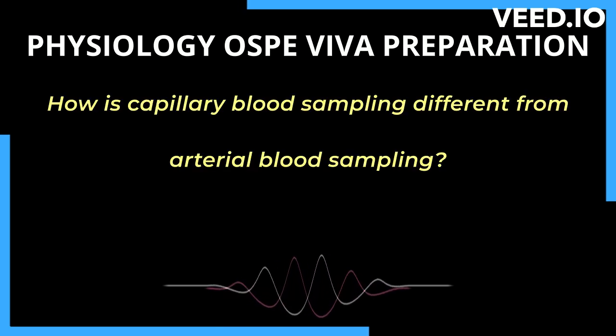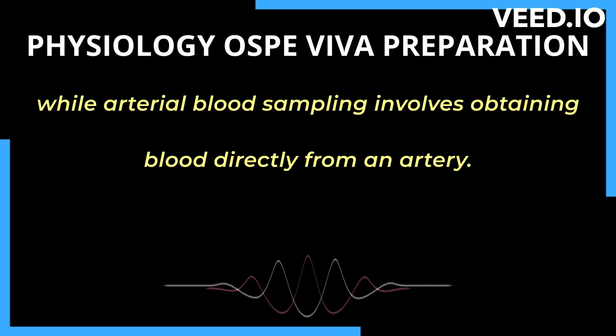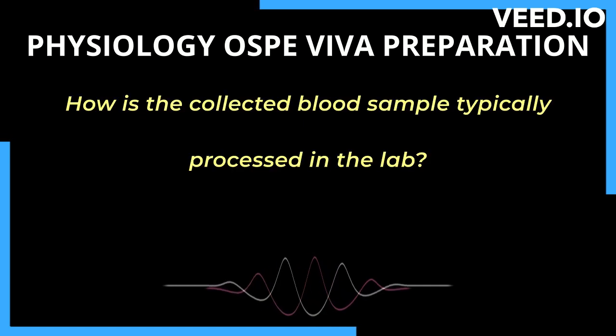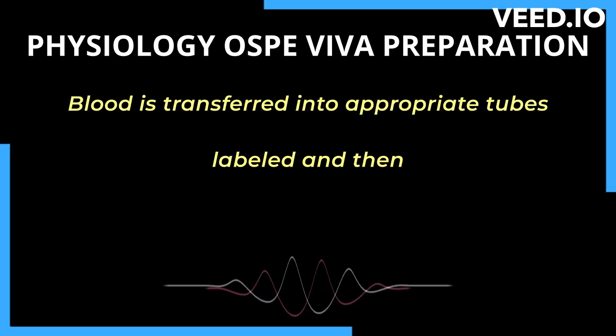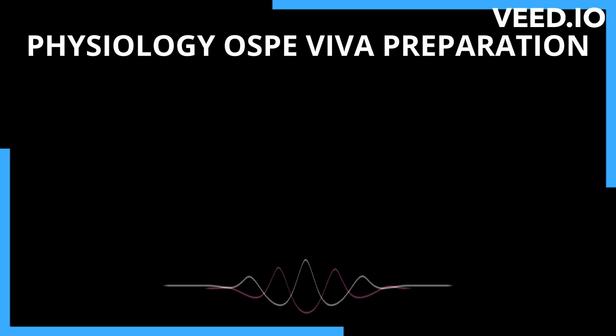How is capillary blood sampling different from arterial blood sampling? Capillary blood sampling involves obtaining blood from capillaries, while arterial blood sampling involves obtaining blood directly from an artery. How is the collected blood sample typically processed in the lab? Blood is transferred into appropriate tubes, labeled, and then centrifuged to separate plasma or serum from cells.